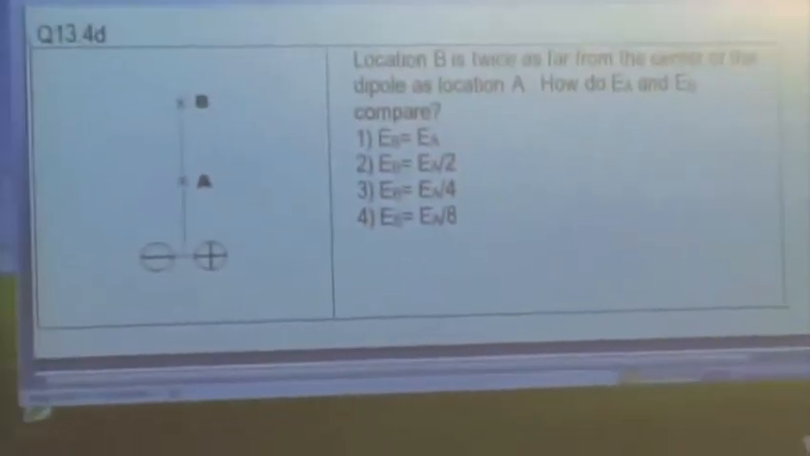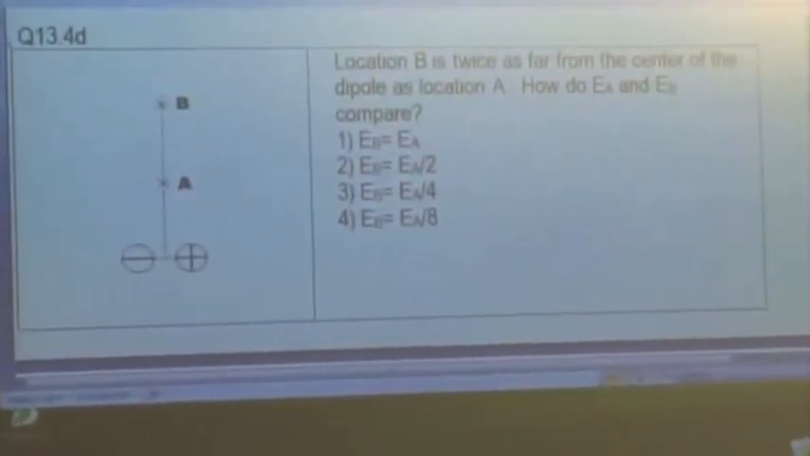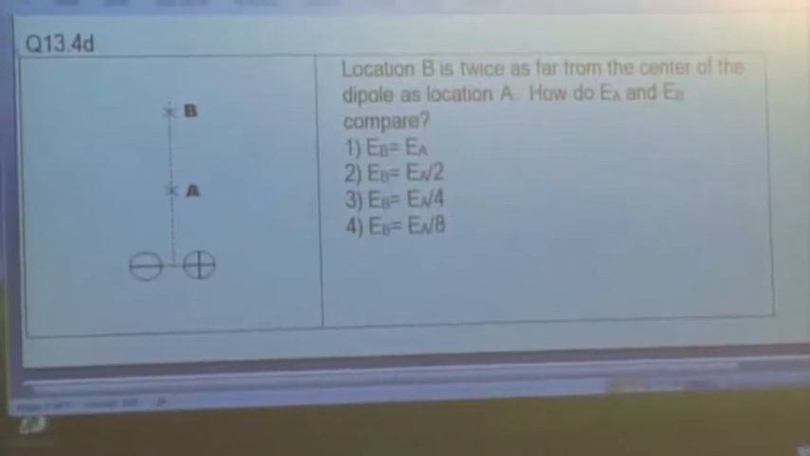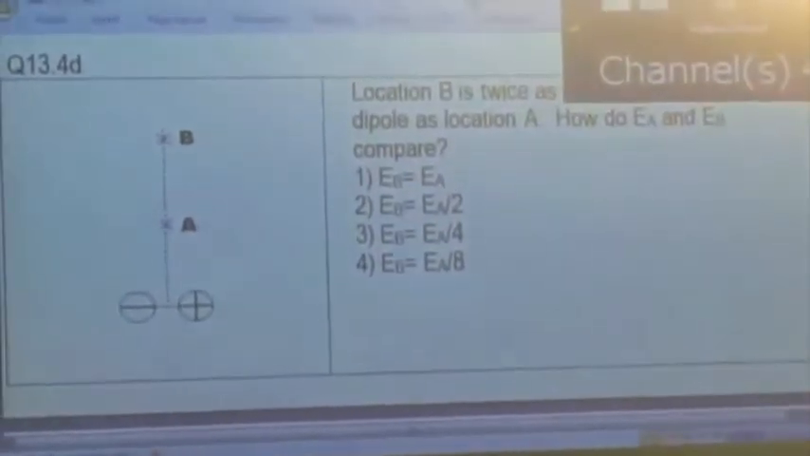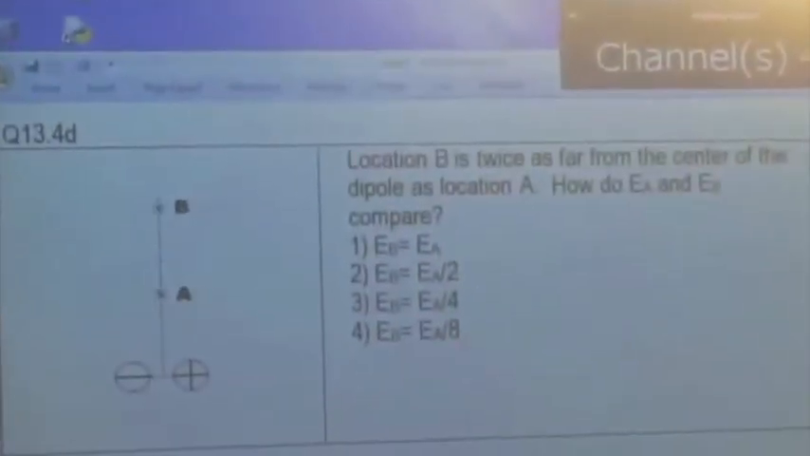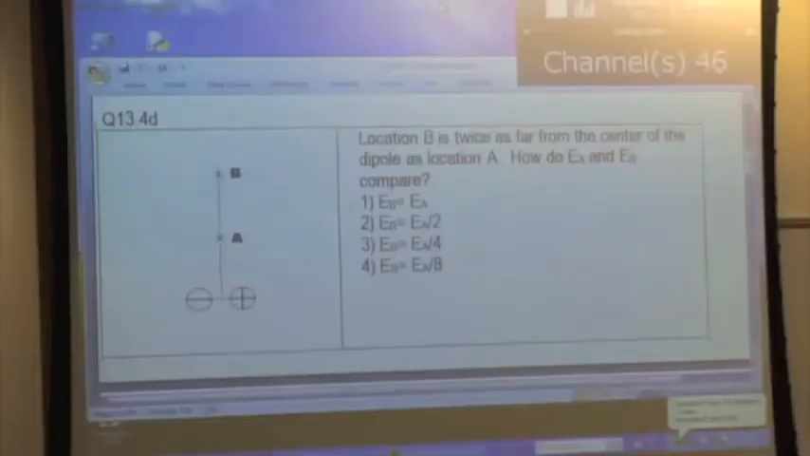Location B is twice as far from the center of the dipole as location A. How do E at A and E at B compare? We just talked about this, but let's do it anyway. And again, we're assuming that the distances are far away compared to the separation size, which may not be obvious from the picture. It's got to be answer number 4, right?